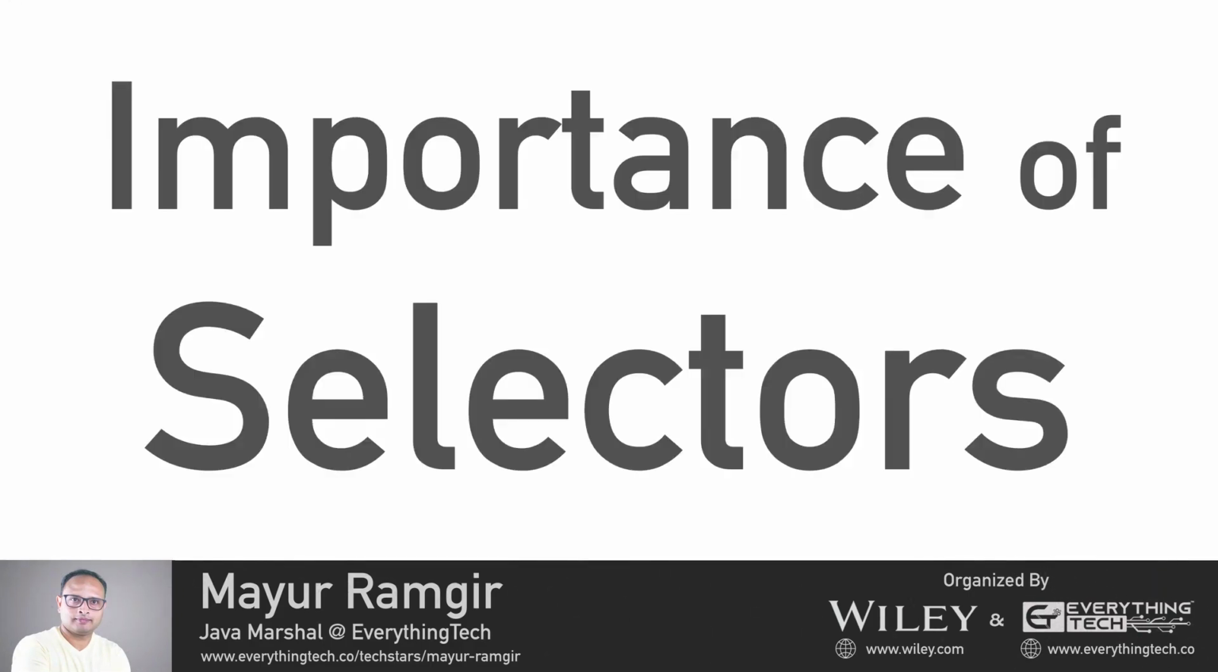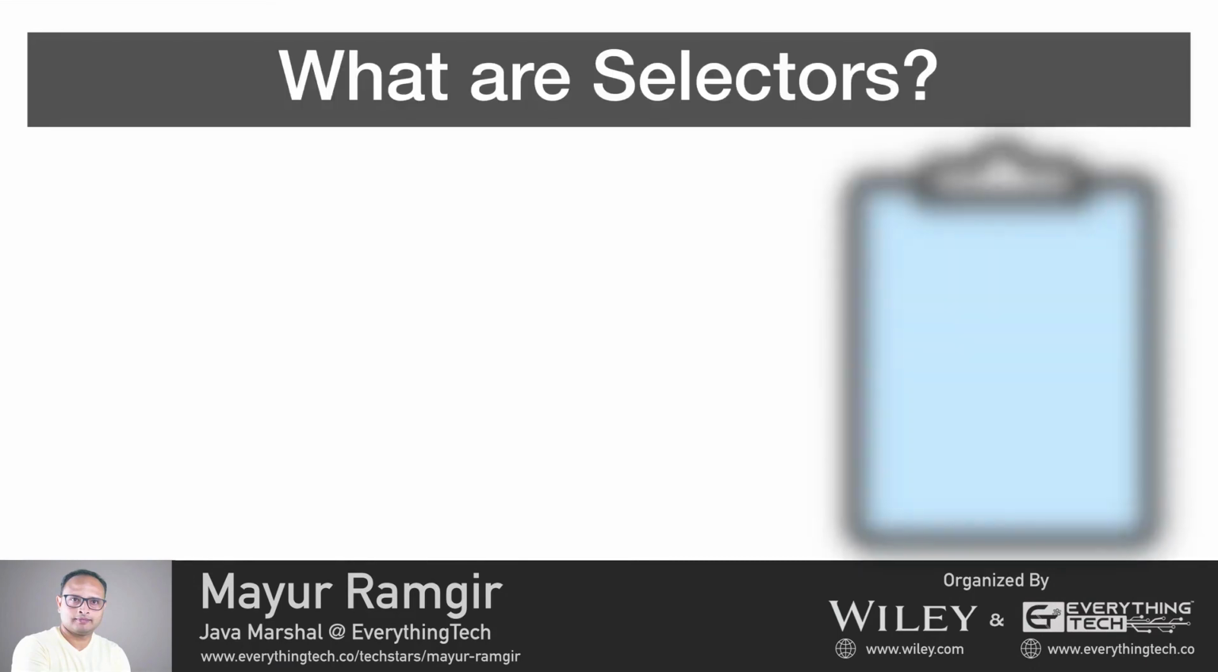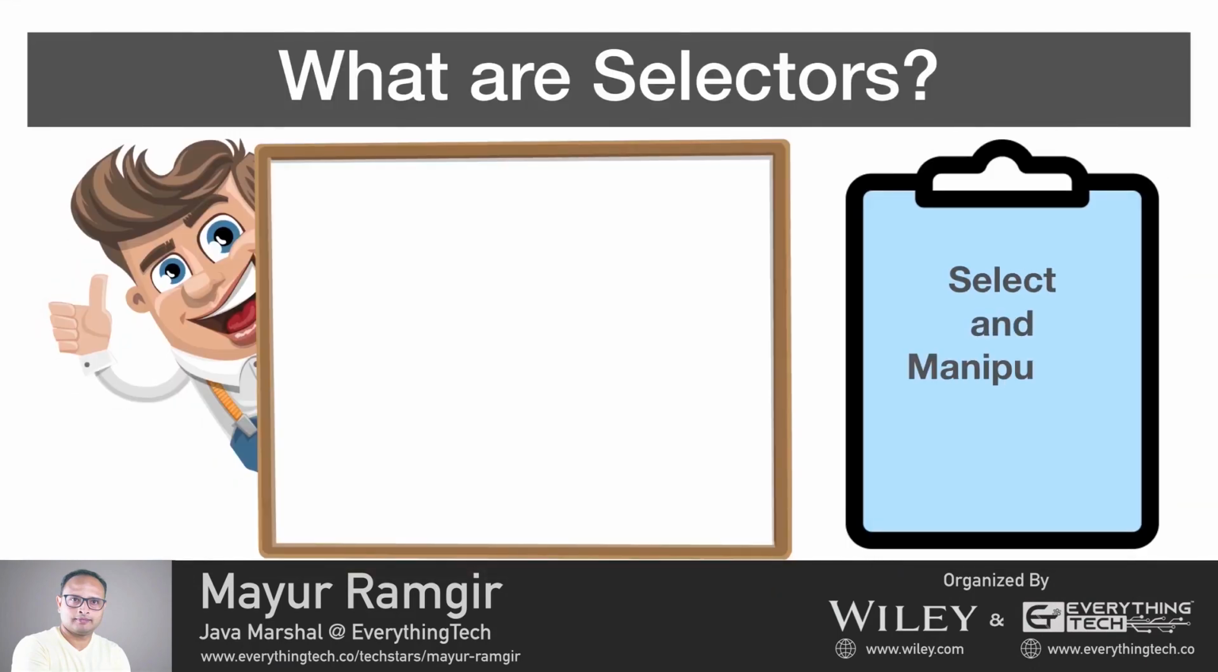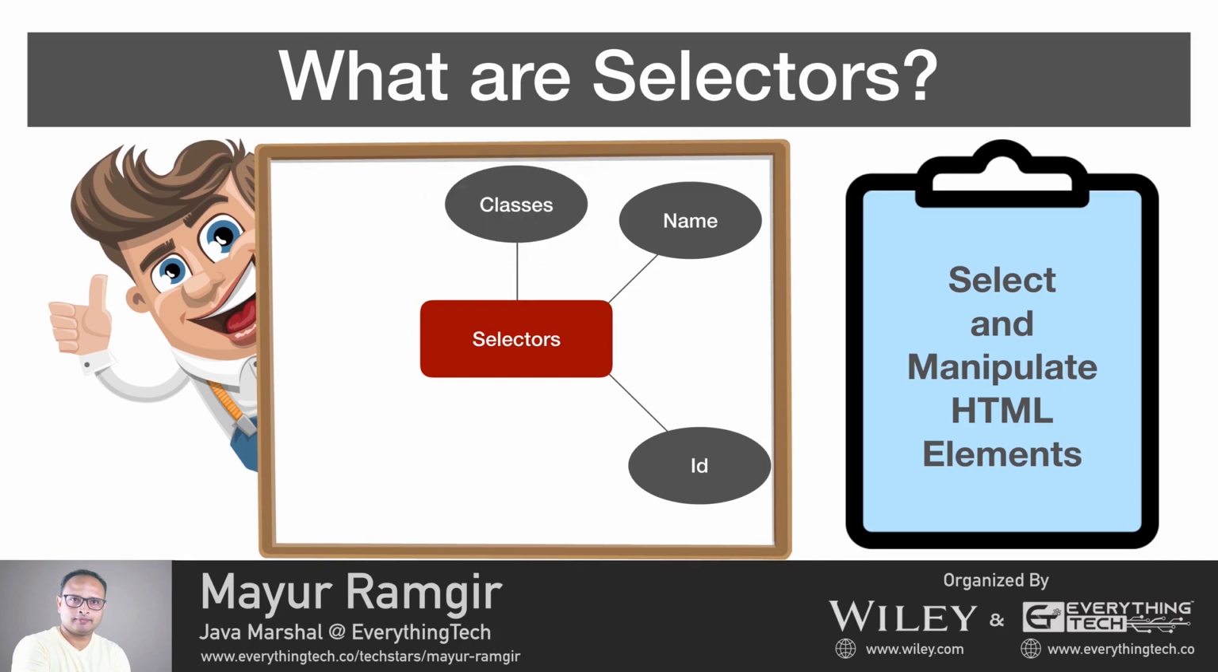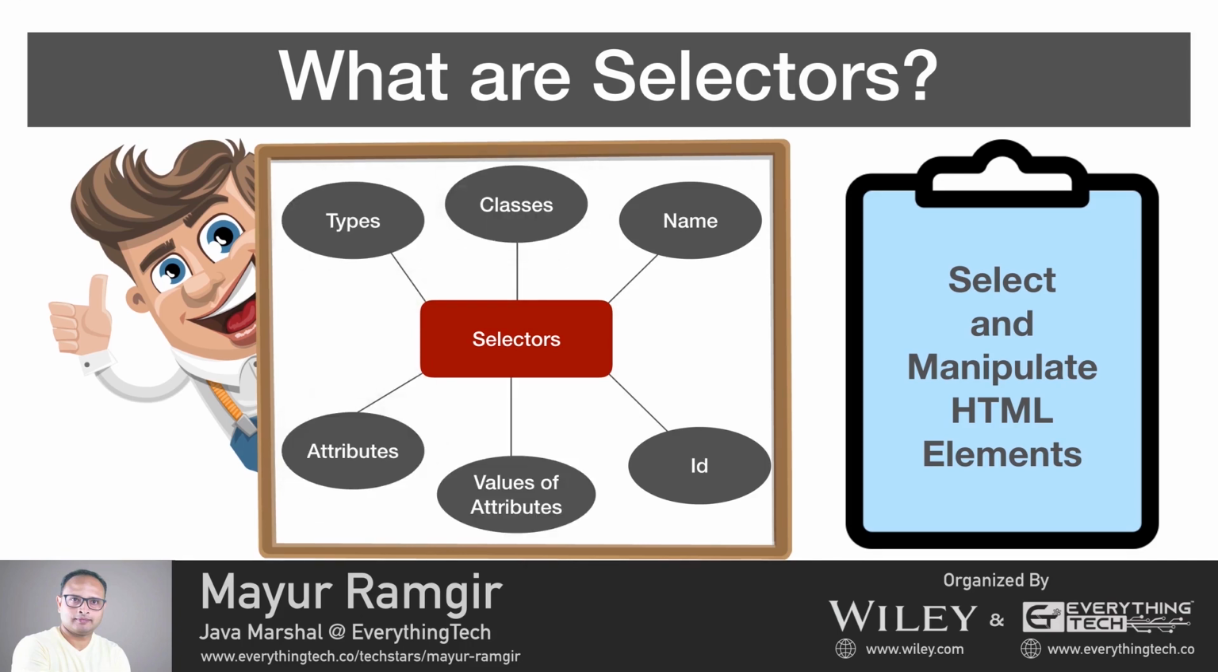Importance of selectors. What are selectors? Selectors allow you to select HTML elements so we can manipulate them. There are various selectors you can use like ID, name, classes, types, attributes, and values of attributes.